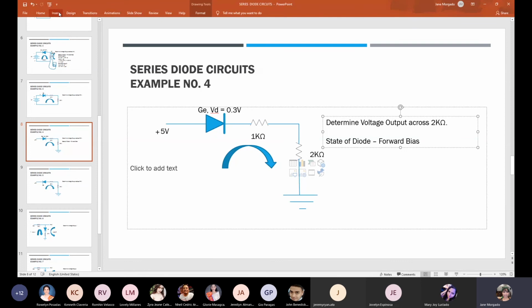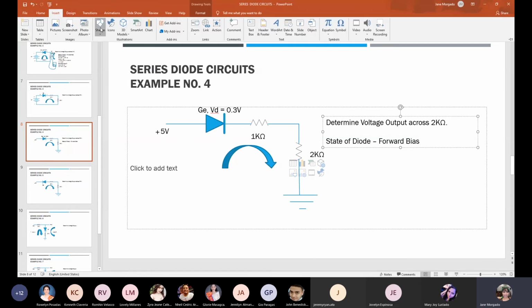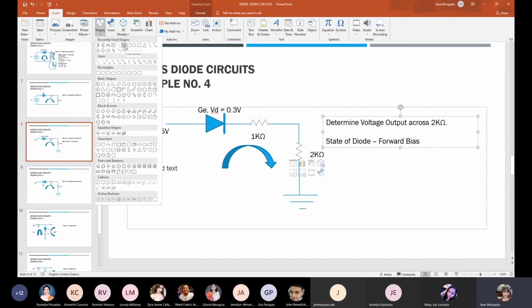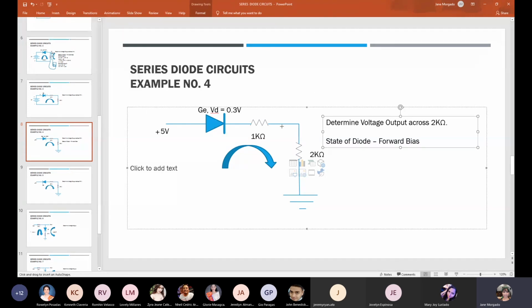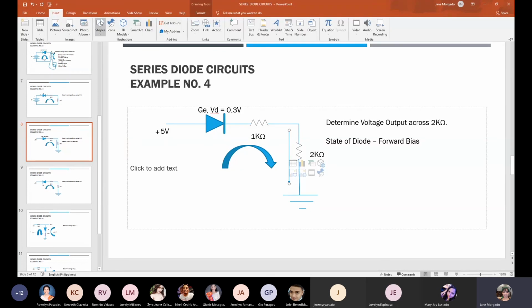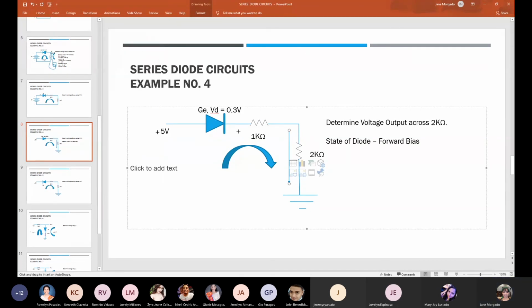So, ang assumption natin again for the direction of the current is that it flows from plus to minus. Kaya, ang direction ng current natin is pababa, going down with respect to 2K. With respect to 1K, from left to right. Kasi assumption natin is that the current flows from positive to negative. And this is the loop. The direction of the loop is clockwise. So, pwede na tayo mag-start.